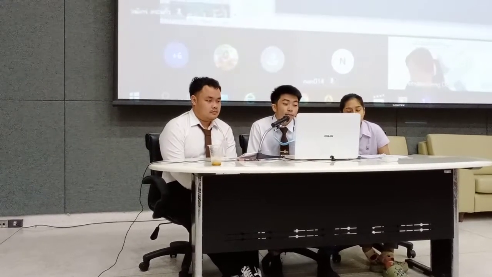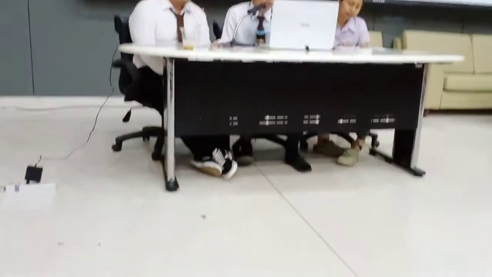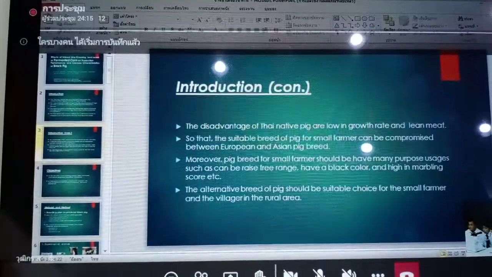Moreover, pig meat for small farmers should have many uses, such as being less fatty, having a black color and a high marbling score. An alternative breed of pig should be a suitable choice for small farmers and villagers in rural areas.